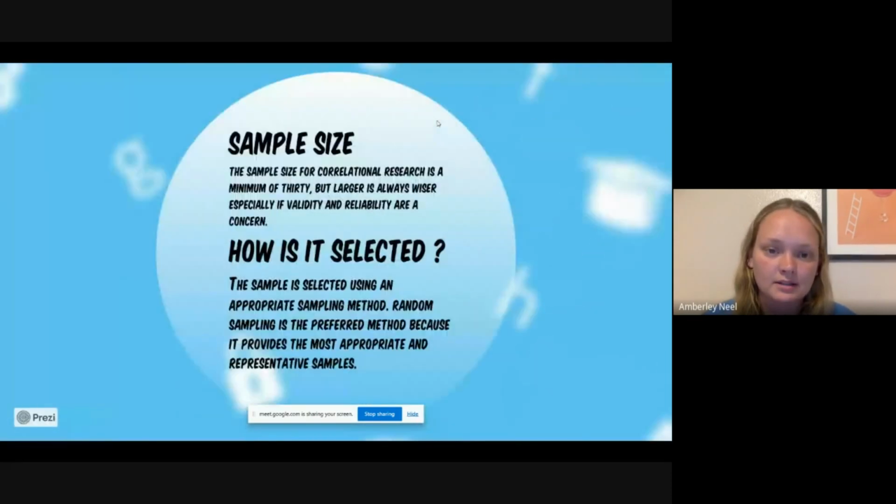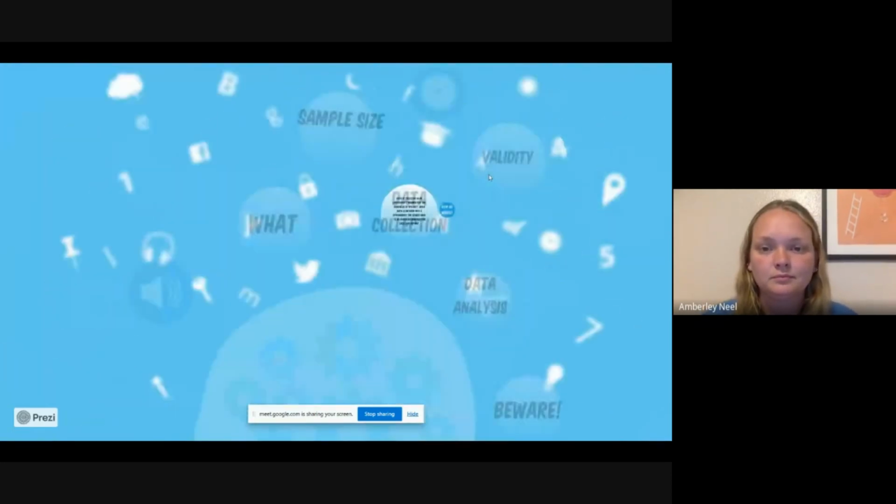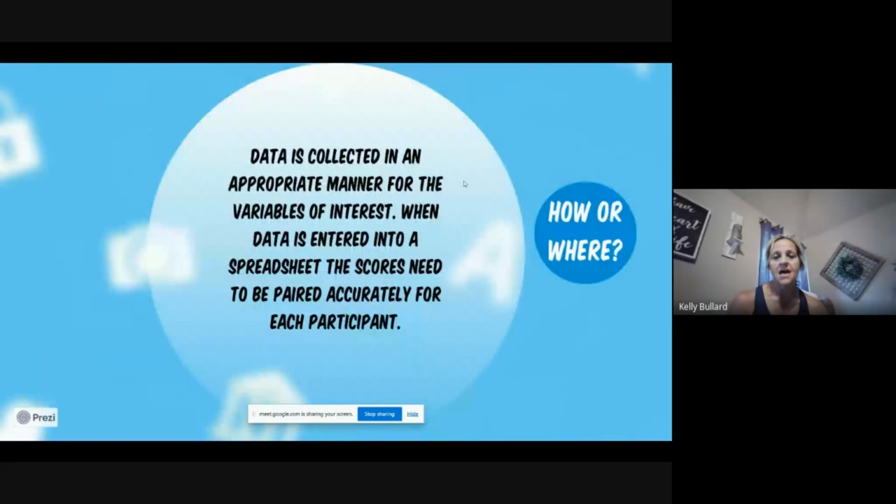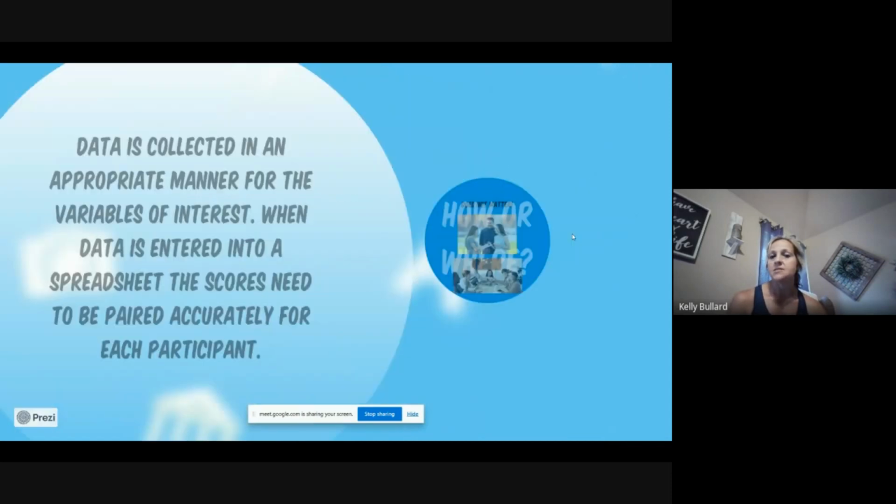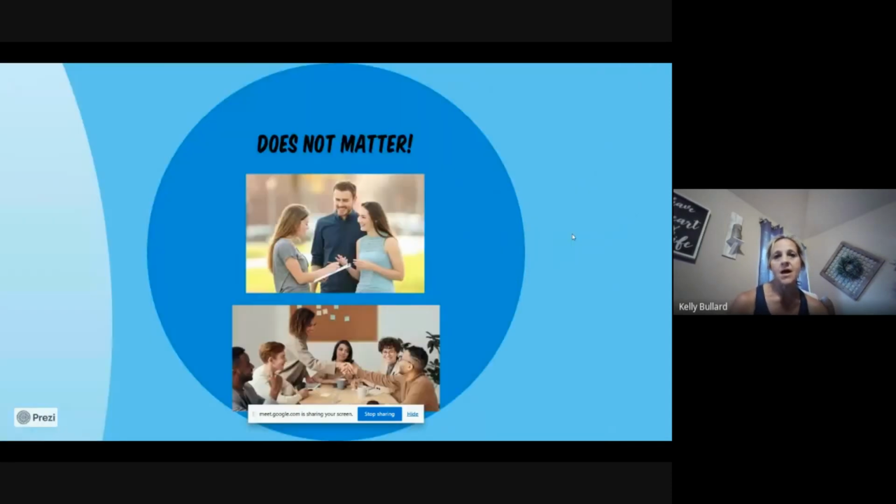The preferred sample size is a minimum of 30, but larger is always wiser. And the preferred sampling method is random sampling. For data collection, data is collected in an appropriate manner for the variable of interest, and how or where does not matter.